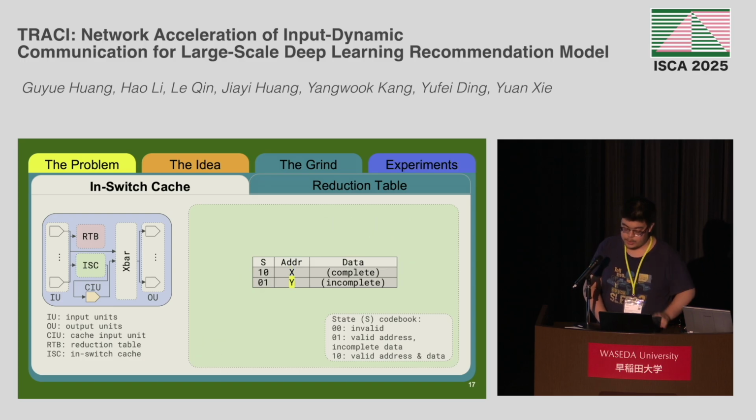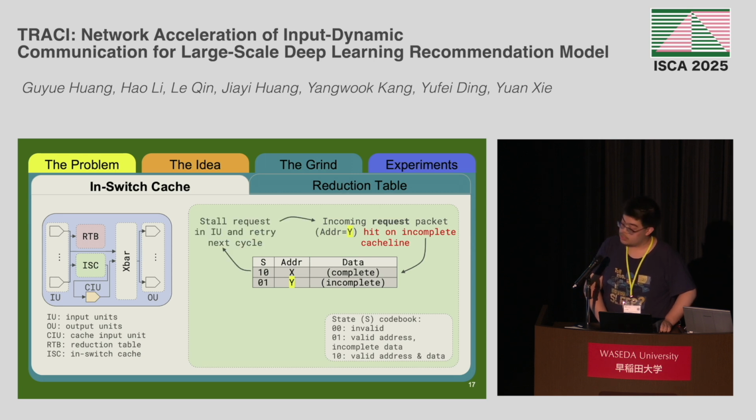There's another case: if we have just registered the address Y with the incomplete state, and there is also an incoming request packet with address Y, there's a cache hit, but this is an incomplete cache line. So in this state, we store this request in the IU and retry the next cycle until the state changes to complete.